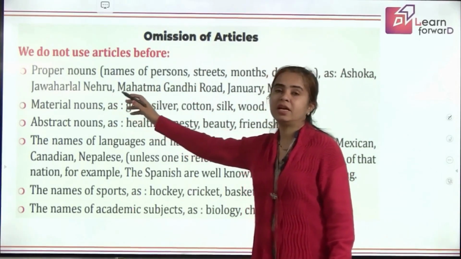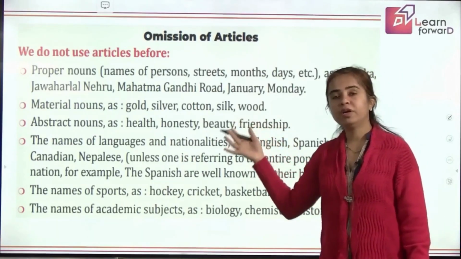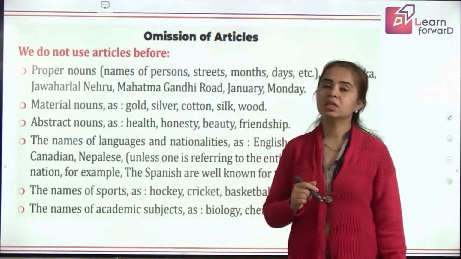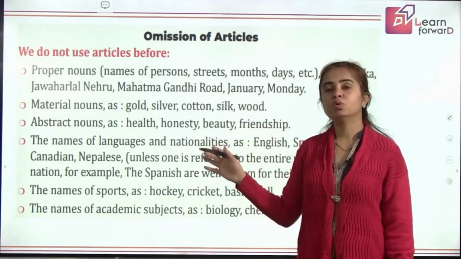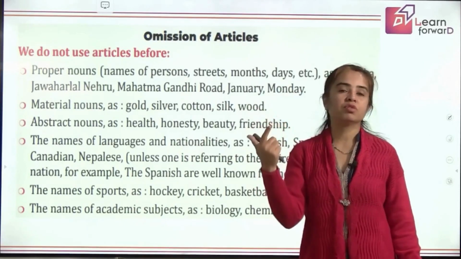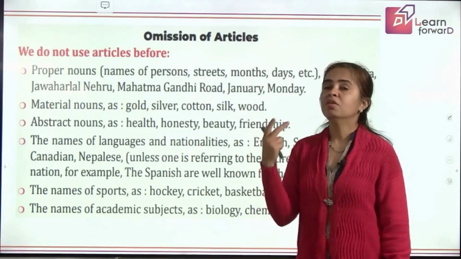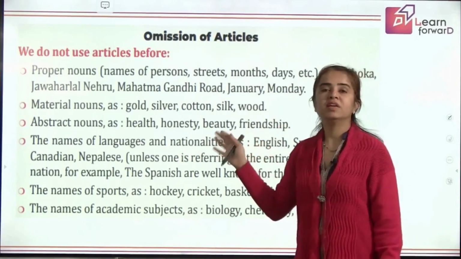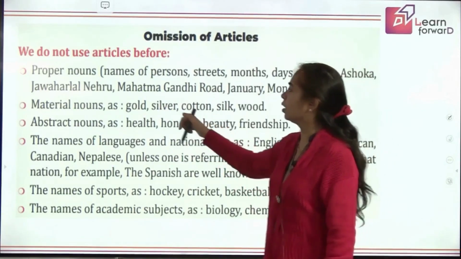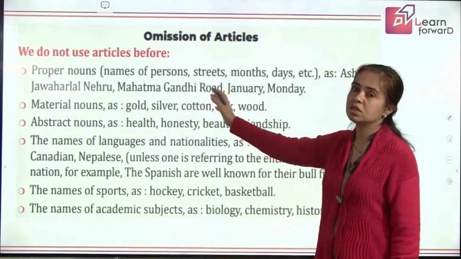As I said, before proper nouns we do not use articles, but we have already done a list of the names before which we use the article the. So except for those lists, like the names of newspapers, the names of monuments, and the names of a few countries, only with them will we use the. Otherwise, generally, we will not use the article the before any other proper noun. Like we will not say the Jawaharlal Nehru, the Mahatma Gandhi. No, these are all proper nouns.